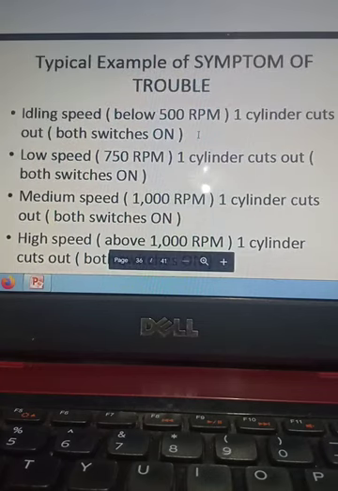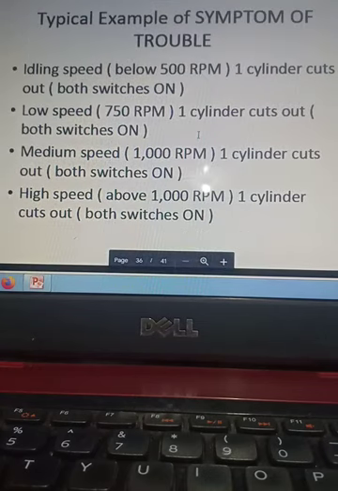So we have here a typical example of symptoms of trouble. There are four speeds, no? If we say idling speed, that is below 500 RPM. And then if we say low speed, 750 RPM. Then medium speed, 1000 RPM. High speed, 100,000 and above RPM.